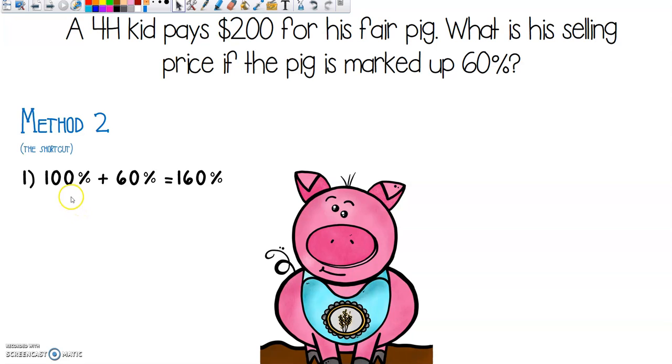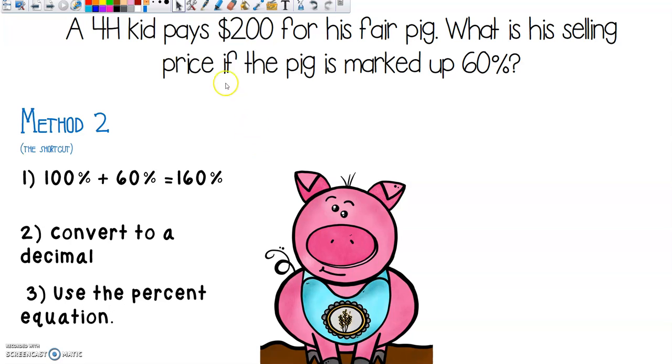So we're going to go ahead and instead of subtracting the percents, I'm going to add them. 100% plus 60% is going to give me 160%. The buyer will be paying 160% of the cost. Don't forget to change this to a decimal. Use your Dr. Pepper DP. So from a percent to decimal, I'm going 1, 2. So this becomes 1.6 as a decimal.